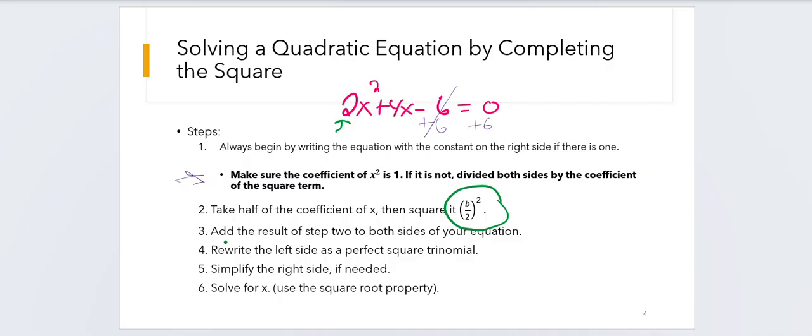Step 3 says add the result of step 2 to both sides of your equation. Step 4, rewrite the left side as a perfect square trinomial. Step 5, simplify the right side if needed. And step 6, we will solve for x. Now, I would like for you to, if you want, go ahead and pause the video and write down the steps so you have them as we are working out the examples, okay?